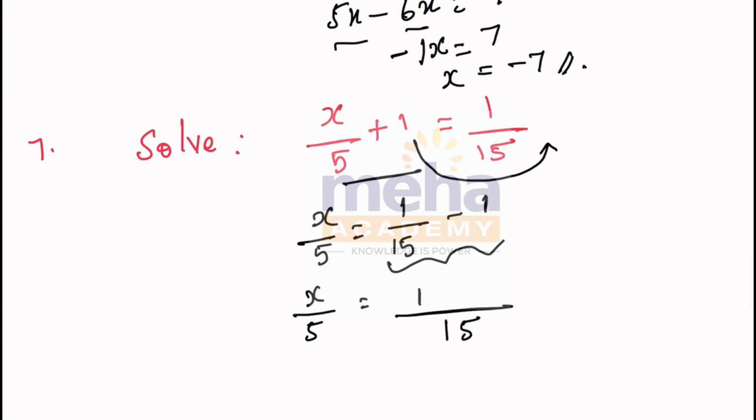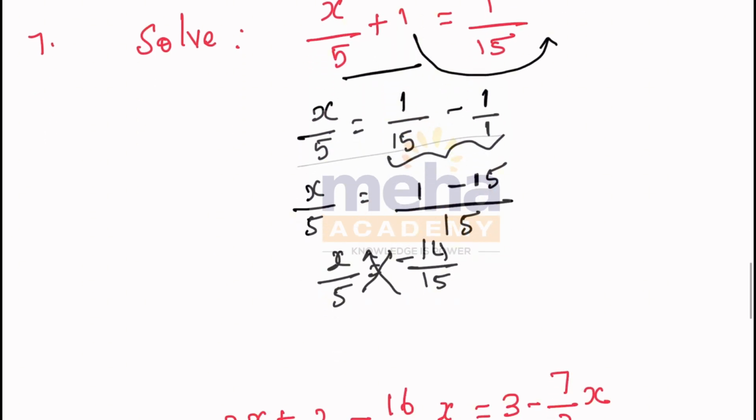So here it is 1 minus 1. So this number, let us make it as 1 over 1 to make it as a fraction. So to get a denominator 15, we multiply the numerator and the denominator by 15. So it is 1 minus 15 over 15. That gives us negative 14 over 15. Then we cross multiply because it is two fractions separated by an equal to sign. So 15 into x is equal to negative 14 into 5.